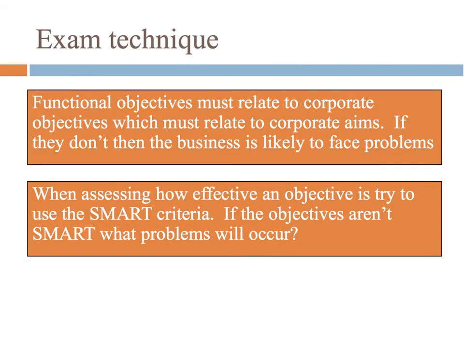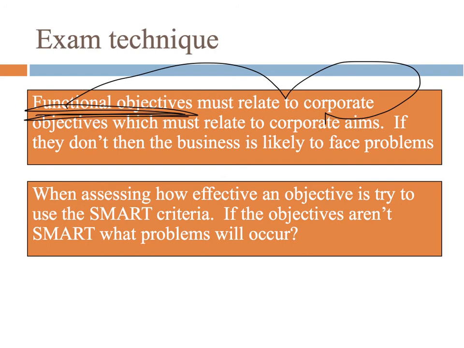And just some reminders of exam technique for this particular topic. So functional objectives, remember, must relate to corporate objectives, which must relate to corporate aims. So one leads to another, remember. If they don't, then the business is likely to face problems, because if they don't all relate to one another, why are we wasting our time with a particular functional objective if we don't think it's going to help us achieve what the whole business wants to achieve?